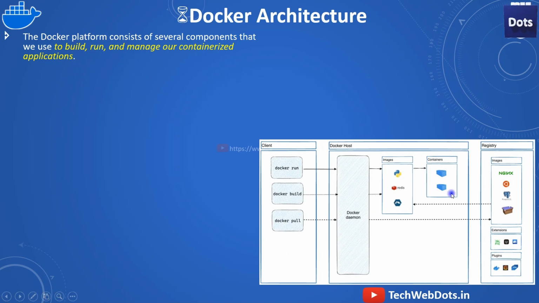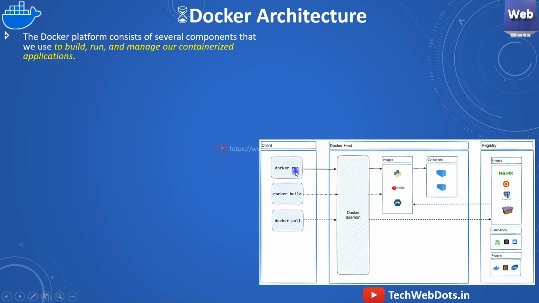In this image, you can see the standard diagram provided by Docker officially. It talks about three important pillars. The first pillar is the client, from which you can interact with the Docker host. The Docker host contains the Docker daemon, which maintains all the operations, and it interacts internally with the images that you have pulled from the registries, and it creates the containers on the basis of the images that you provided.